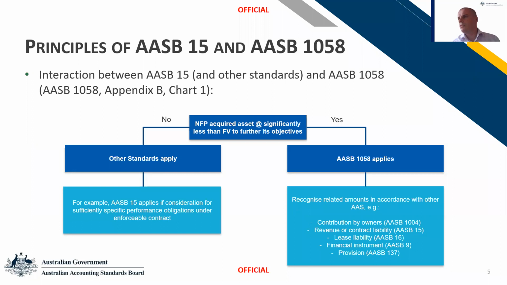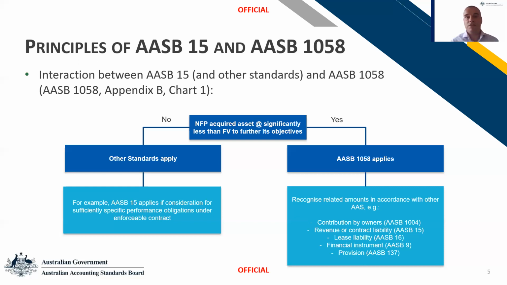So what this slide also tries to illustrate is that, for example, an entity may determine that the transaction is in the scope of AASB 15 through different ways or in a number of circumstances. For example, first, if the transaction is just not in scope of AASB 1058 because the asset was not acquired at significantly less than fair value to further not-for-profit objectives, and at the same time is a contract with a customer with a sufficiently specific performance obligation, then AASB 15 would apply.